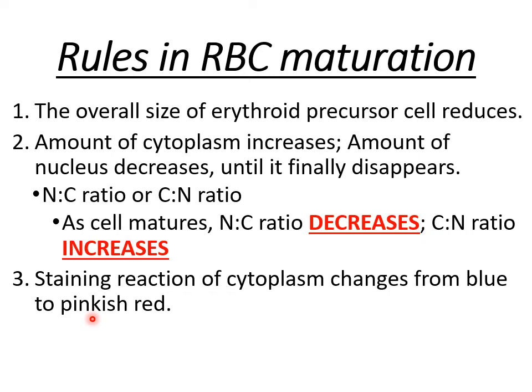Number 3, staining reaction of cytoplasm changes from blue to pinkish. Ano yung nagpapa-blue ba dun sa ating cytoplasm? It is the amount of the RNA. Ang RNA, it is produced by or it is found in the nucleus. Diba? As it matures, nababawasan and nawawala. Kung nawala na yung nucleus, mawawala na yung blue color of the cytoplasm and it will be converted into pinkish red dahil sa combination of your hemoglobin with oxygen.